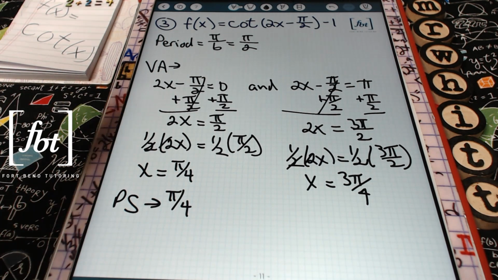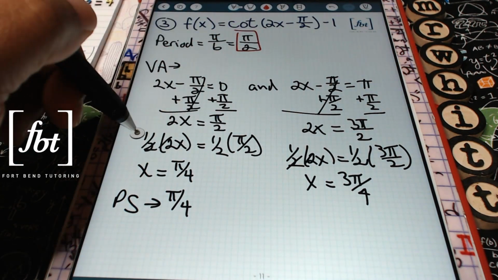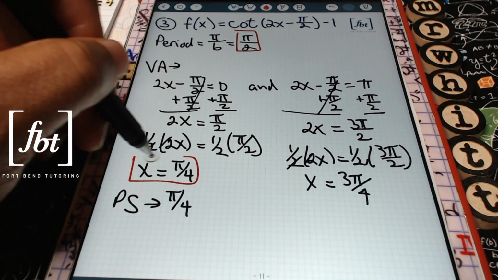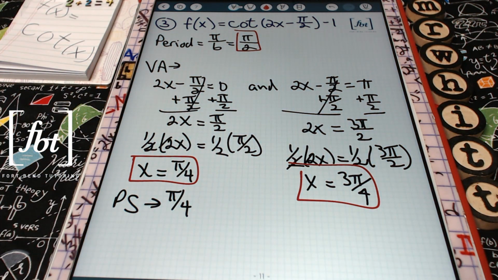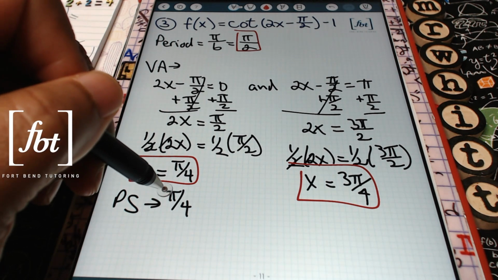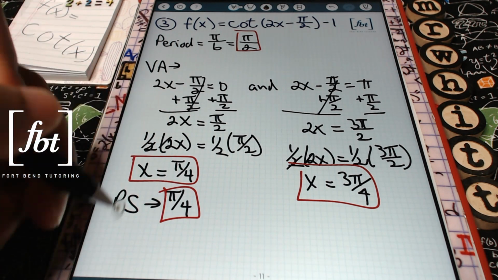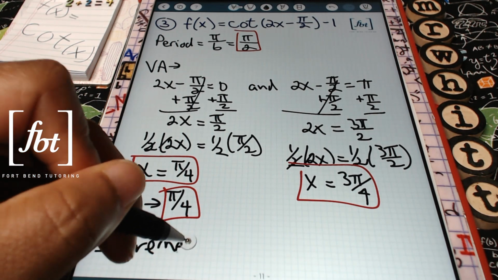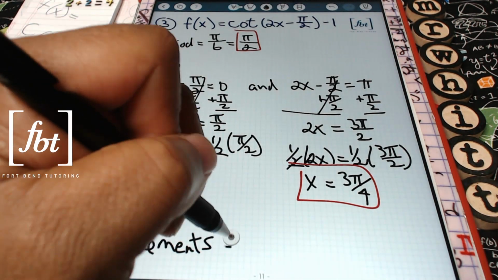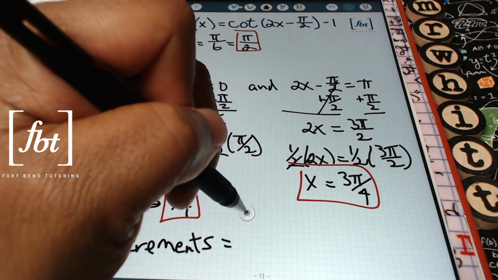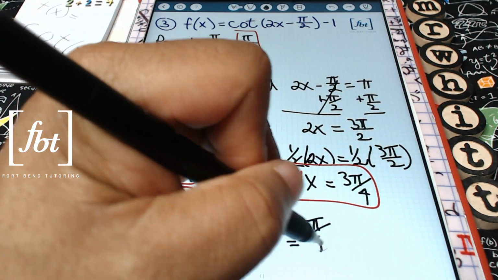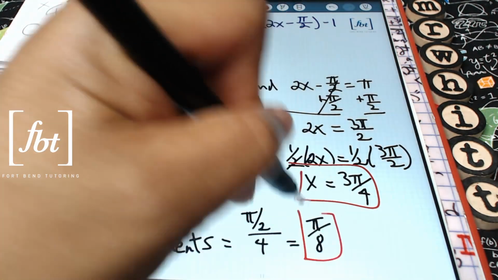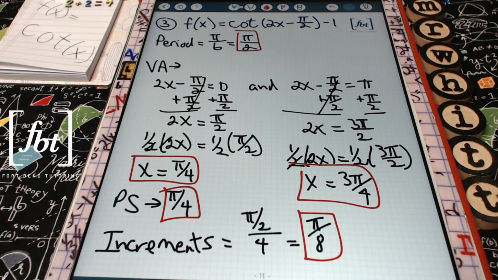Red box it. So I got a red box for my period, also for my equations for the vertical asymptote, which are going to be x equals pi over 4 as well as x equals 3 pi over 4. We have a phase shift of pi over 4, and let's not forget the increments, right? I like to keep up with the increments. So our increments are going to be the period divided by 4. So if I have pi over 2 divided by 4 here, this will give me a result of pi over 8. Red box it. So this is what I'll be adding to each of my x values as we move through this process.